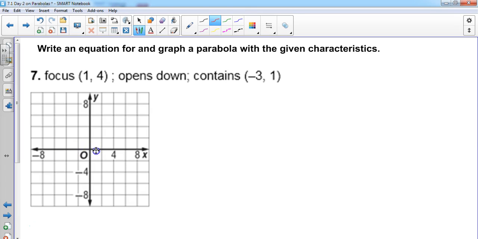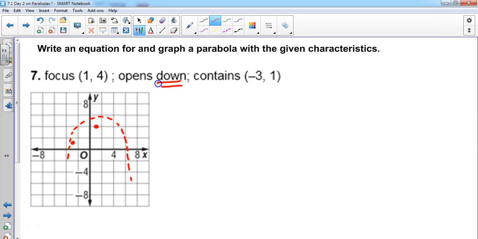All right, this one has a focus point at 1, 4. Yes, the graph paper is counting by 2s. It goes through some point negative 3, 1. But remember, that's not the vertex, it's the focus. So I don't really know where it's going. Okay? What do I know?